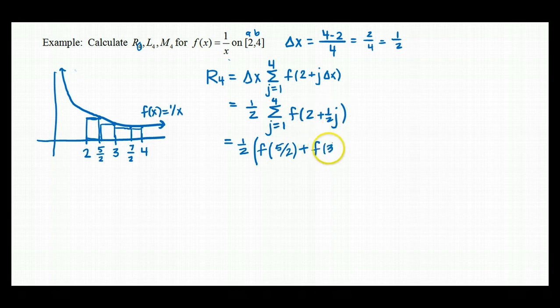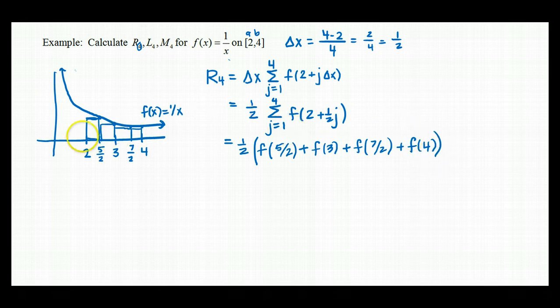So f of 3 plus, if we substitute in 3, that's 3 halves plus 2. So that's going to give us 7 halves. So f of 7 halves plus, the last point I'm going to plug in is 4. 4 times a half is 2. 2 plus 2 is 4. So we have f of 4.